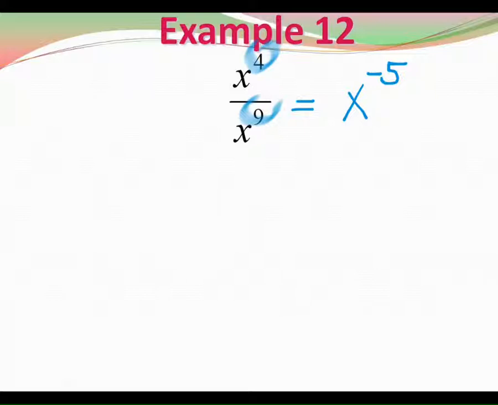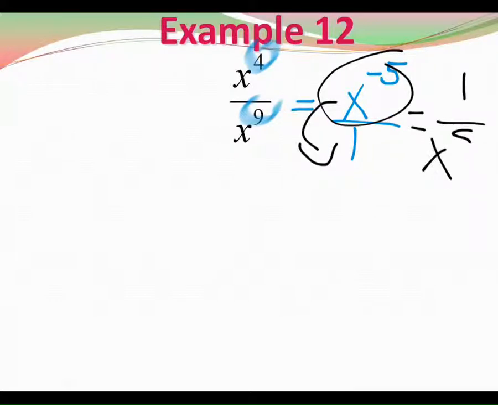But I don't want negative exponents. Right? So I need to put that over 1 and then move it. Okay? Which means I take this, move it to the denominator, I'm left with 1 up top, x to the 5th.